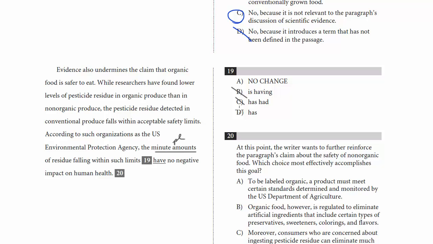Notice B, C, and D are all singular. It would be if we had residue as the subject. If residue were the subject, it would be the residue is having, or the residue has had, or the residue has. But here the subject is the minute amounts of residue, which is plural, and therefore we need a plural verb, and so we're actually happy with the original. Choice A.